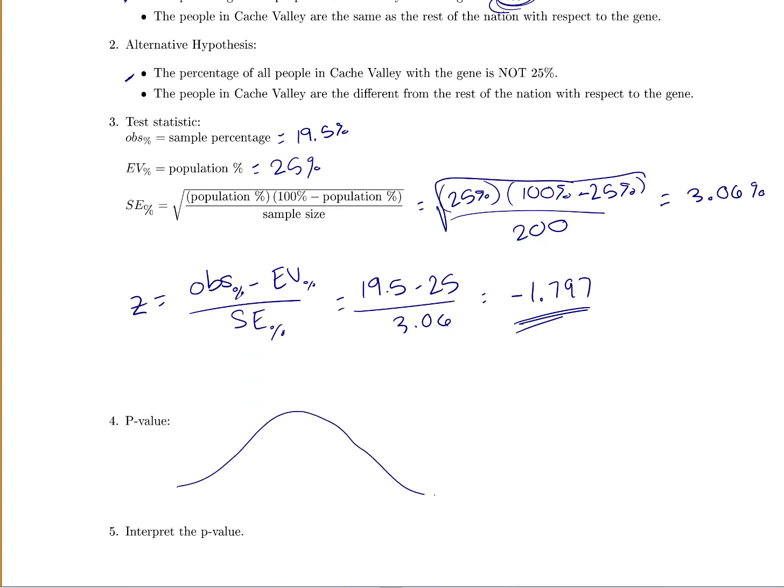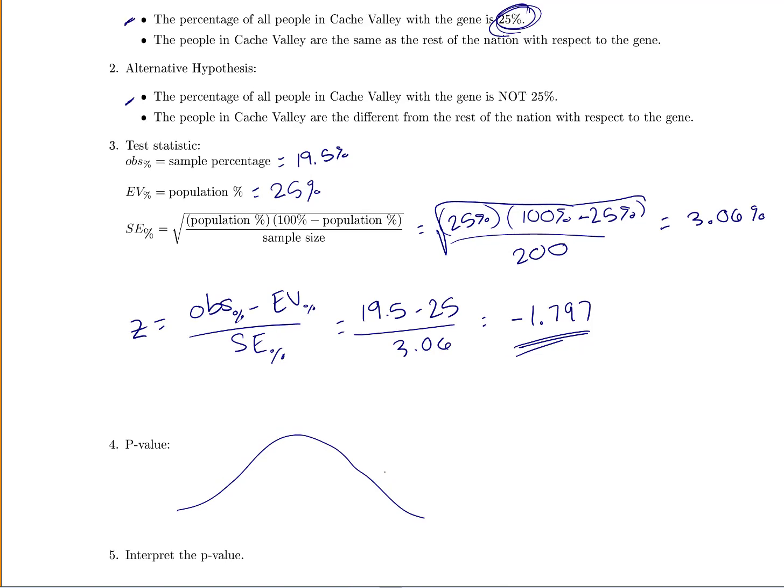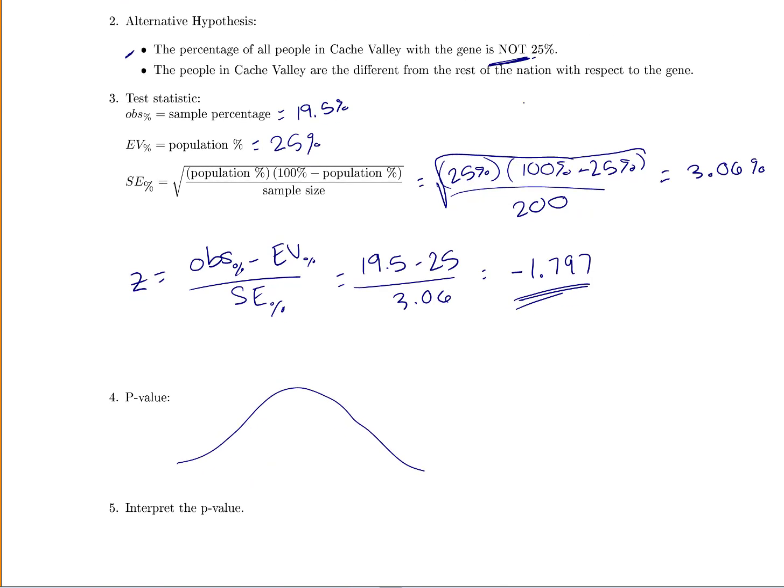Let's look at our p-value. Okay, because up here we said that it is not, anytime it's like not, if we didn't say less than or greater than, we're going to have to do both tails. Or this is a two-tail test, as our textbook would call it. So here's negative 1.797. Here's positive 1.797. And we want to find the area in both tails.